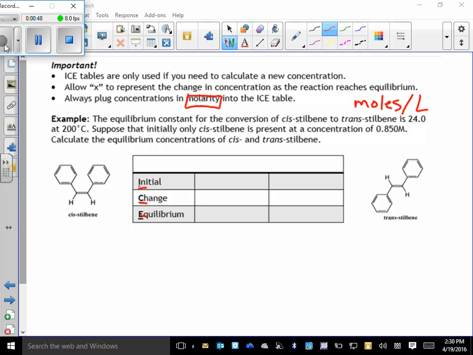Okay, so the equilibrium constant for the conversion of cis stilbene to trans stilbene is 24 at 200 degrees Celsius. Suppose that initially only the cis stilbene is present at a concentration of 0.85 M, where big M means moles per liter. Calculate the equilibrium concentrations of cis and trans. Okay, so it said it's in equilibrium. So we have cis stilbene in equilibrium with trans.